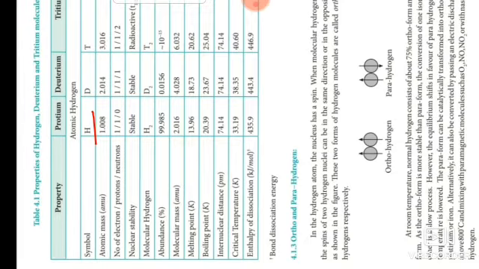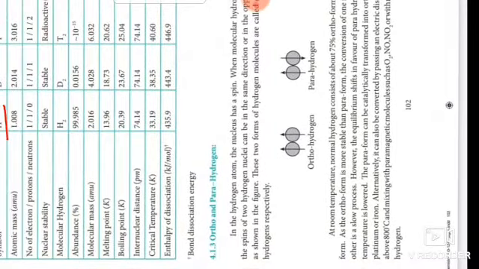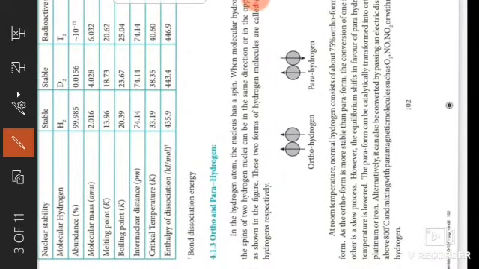Next we are going to see what is meant by ortho and para hydrogen. This is an important 2 mark question. In the hydrogen atom, the nucleus has a spin. In a molecule, the spin of 2 hydrogen nuclei can be in the same direction. If we draw this diagram, with proton and neutron, here is one hydrogen and this is another hydrogen. Both atoms rotating in the same direction is called ortho. In the opposite direction is called para.